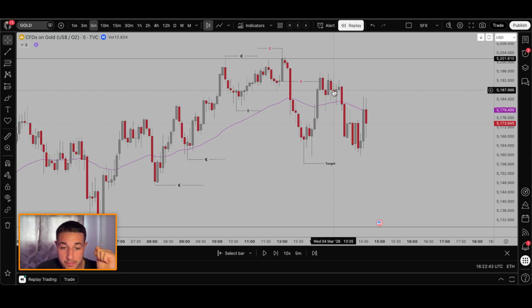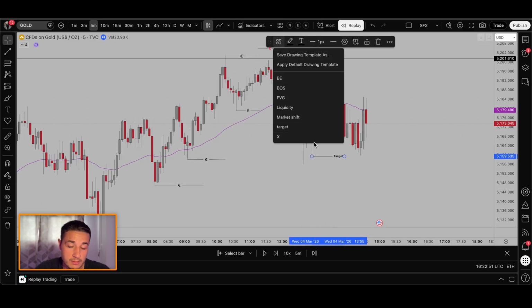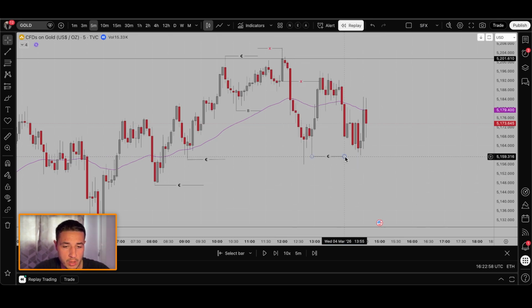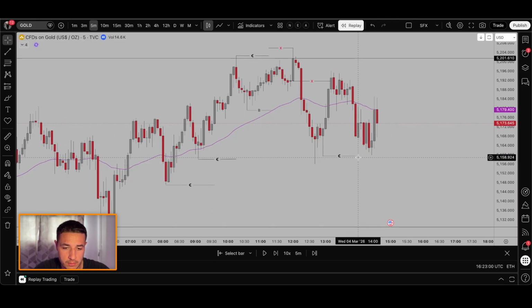Rejected and created a small structure, pushed down again. See that? This is still a target, okay? This is still a target. Where is it? Liquidity. We have equal lows. Look at it. Beautiful. We have this low, but this is still the target. Don't get me wrong, okay? This is still the target.